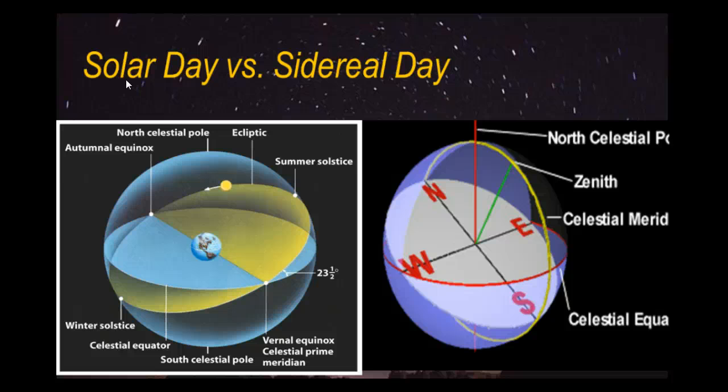But more importantly is why they must be different. They've got to be different in order for the sun to appear to travel back to its starting place on the celestial prime meridian. Write that down.